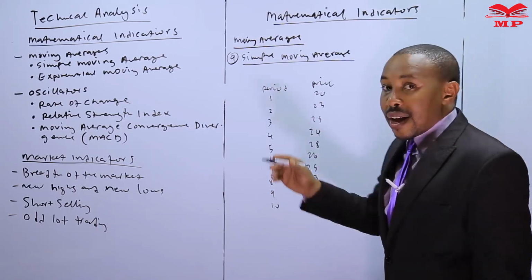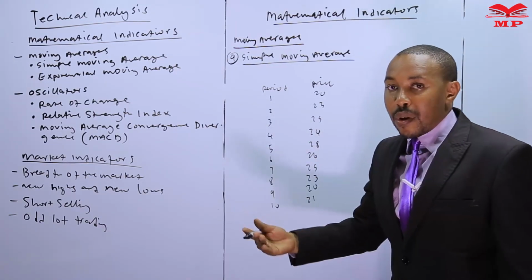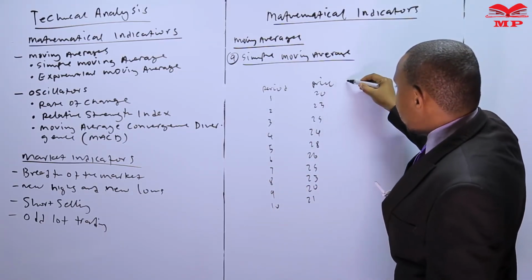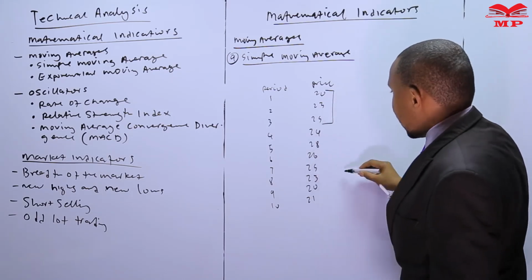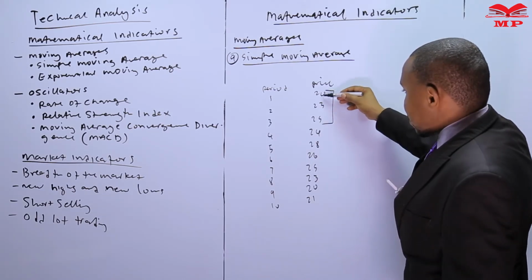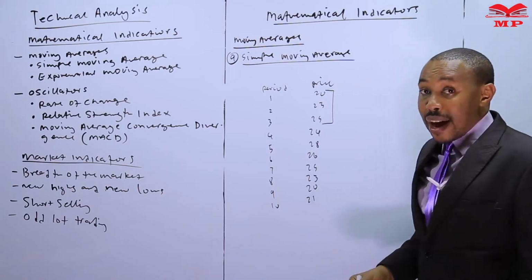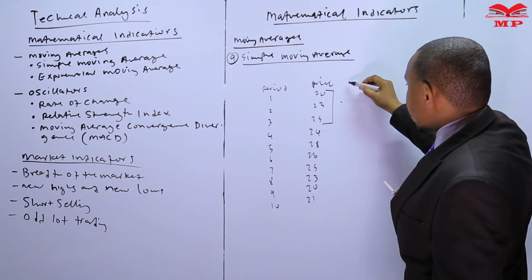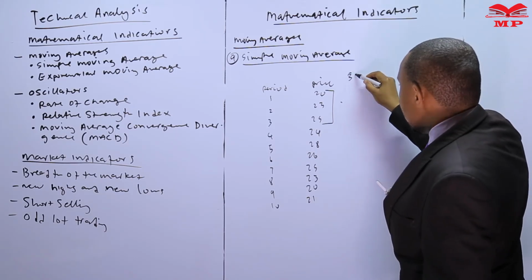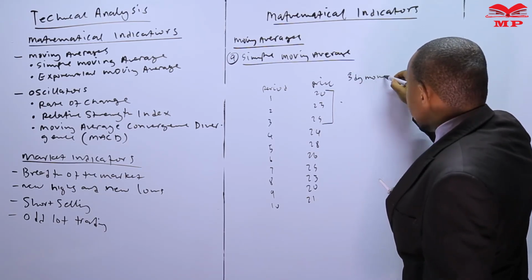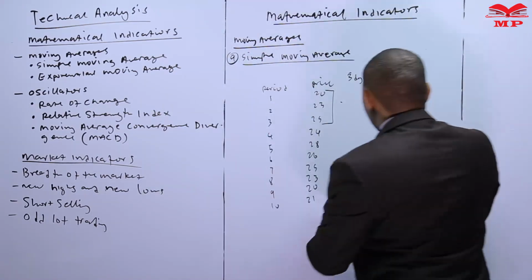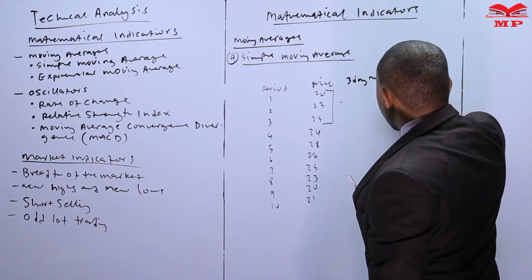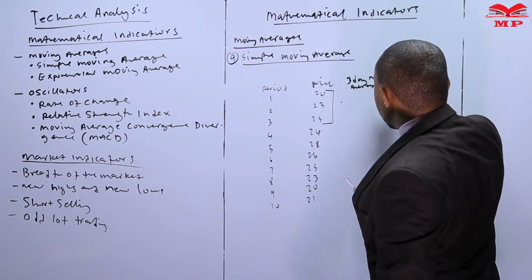For you to conduct a simple moving average, say for example a 5-period or a 3-period moving average, you take any 3 prices, sum them up, get the average of those prices, and plot them right over here. So in this example, we have a 3-day moving average.